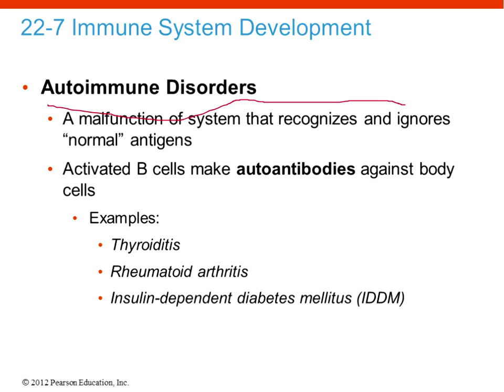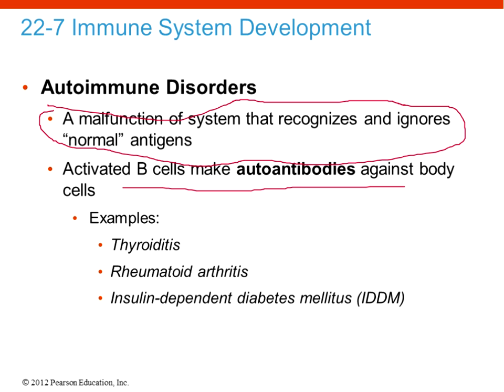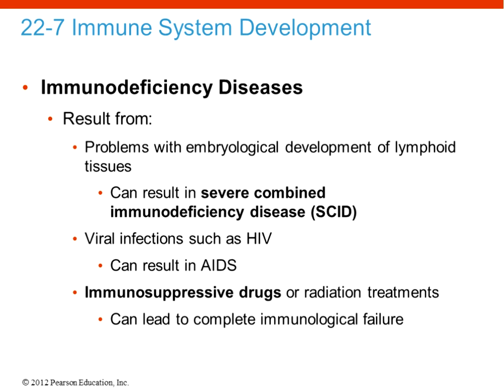So an autoimmune disorder is a malfunction of the system that recognizes and ignores normal antigens. Activated B cells make autoantibodies against the body's normal healthy cells. Rheumatoid arthritis is another one, and diabetes, as I was mentioning. These are conditions where the body is attacking normal cells and tissues in the body.